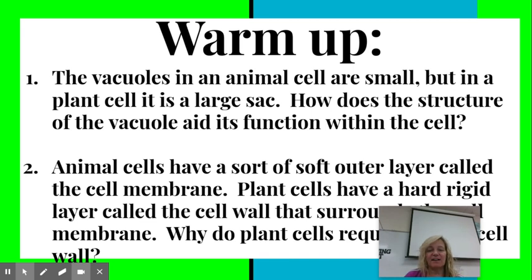Animal cells have a soft outer layer called the cell membrane. Plant cells have a hard, rigid layer called the cell wall that surrounds the cell membrane. Why do plants require a cell wall? I'll give you a minute to think about that.